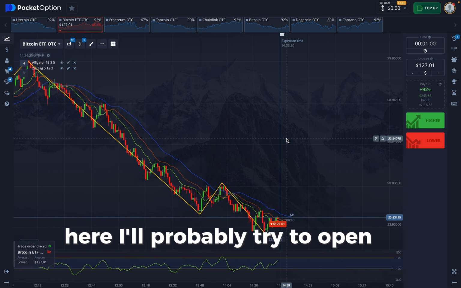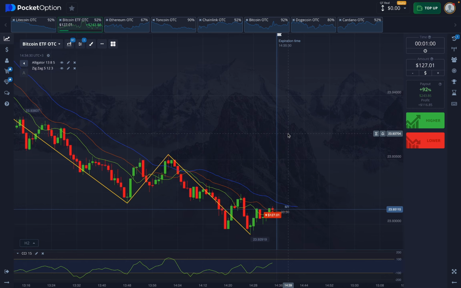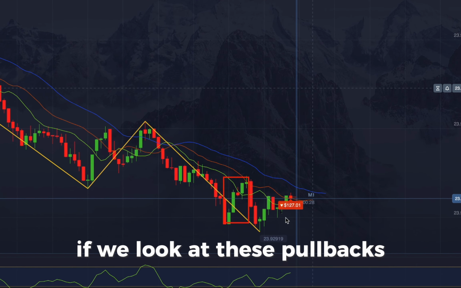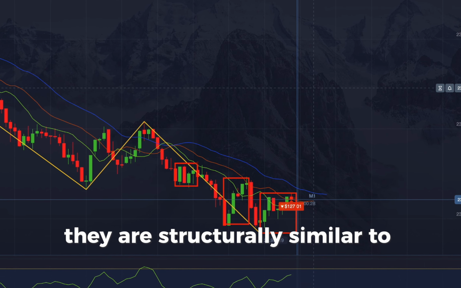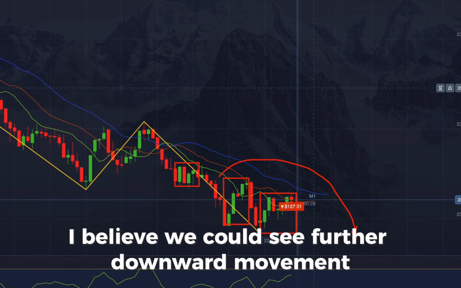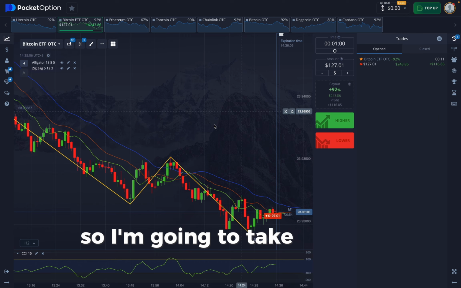Here, I'll probably try to open a short trade again. It's quite risky, and I feel it's not as reliable as the previous one, but I'm still following the dynamics of the previous movement. If we look at these pullbacks, they are structurally similar to each other, and from this level, I believe we could see further downward movement. The trend is clearly pointing down, so I'm going to take a short position here.